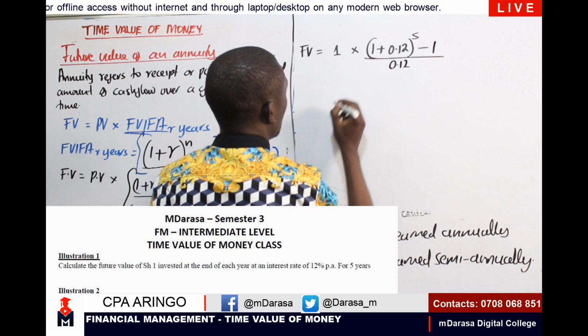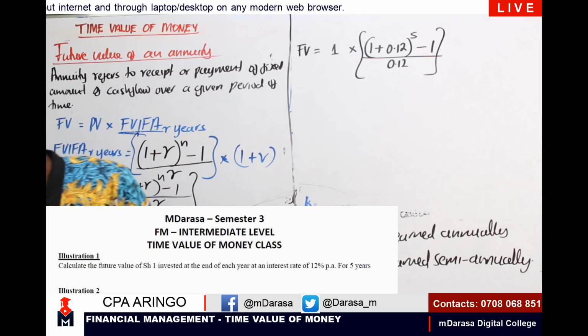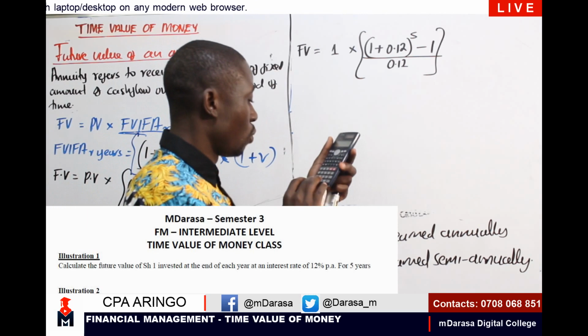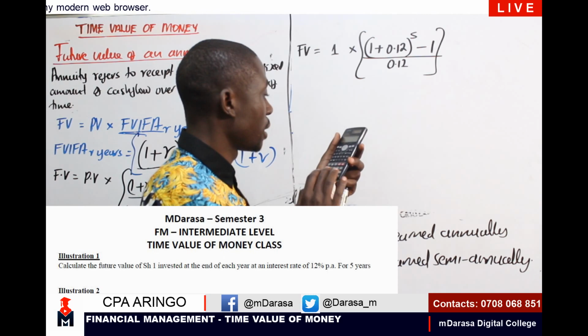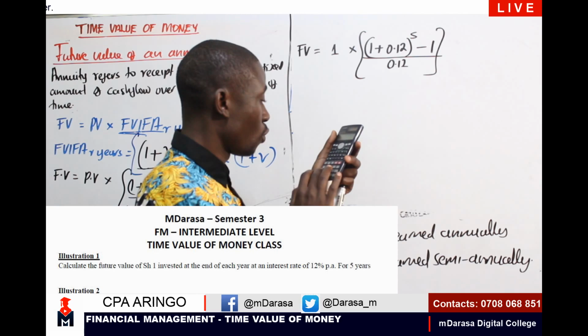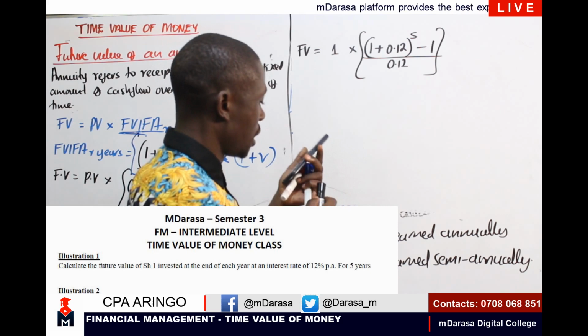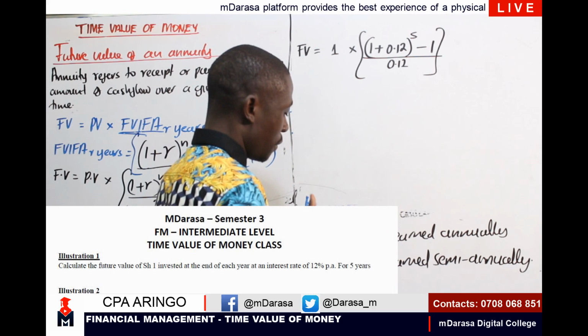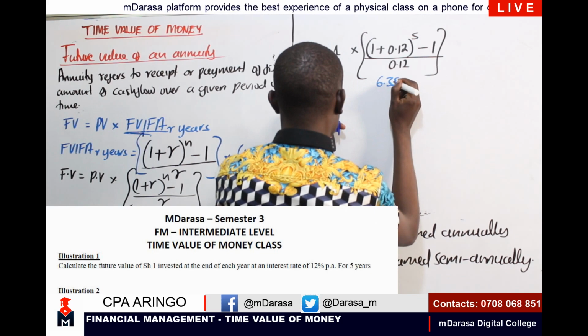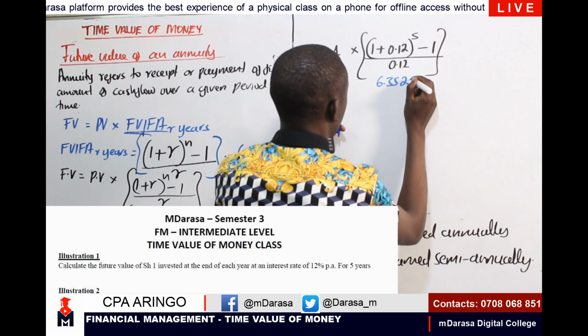So let us determine, first of all, our interest factor for the annuity. What are we going to do? That will be simple. I'll just take 1.12 raised to power 5, minus 1, and divide this by 0.12. Of course, this should give me what? I'm going to get this figure, our factor here. My factor is 6.3528. That is our factor, right?